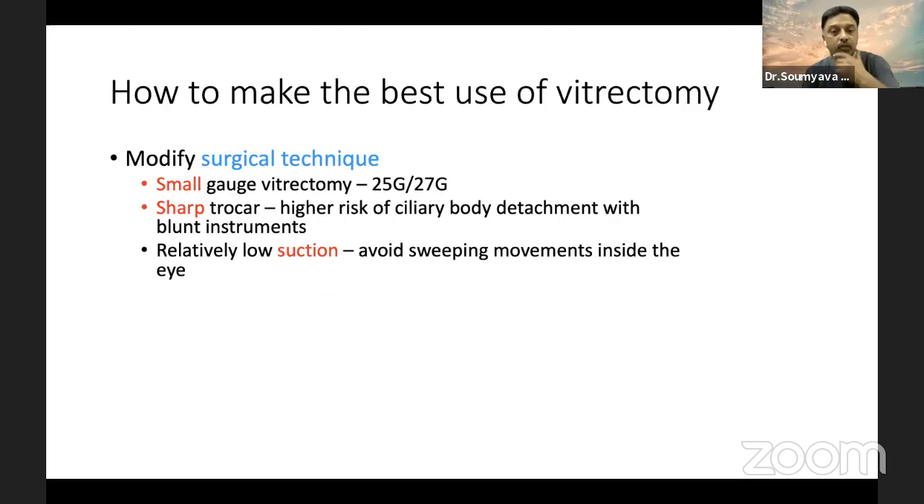Then what can we do to modify the surgical technique when you are operating in an eye with active inflammation? Of course, we are all using small gauge vitrectomy now, with 25 or 27 gauge. The mechanics and dynamics of these instruments is such that there's very little traction on the vitreous strands. Always use a sharp trocar. There's a very high risk of ciliary body detachment in an inflamed eye if you're using blunt instruments. Use relatively low suction and avoid sweeping movements inside the eye when the suction is on.